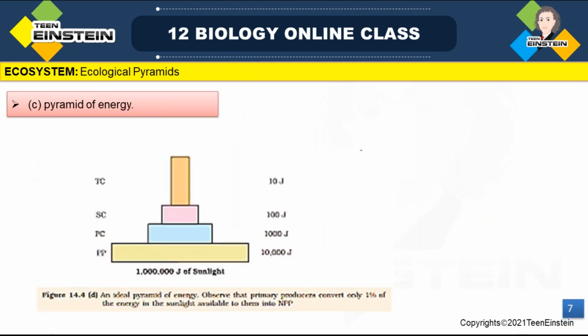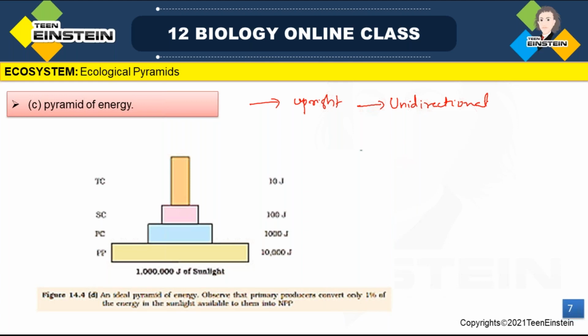Okay. So next is the pyramid of energy. See here, in the pyramid of energy, what you can see is that this pyramid of energy is always upright, because we have learned that when energy is moving from one level to another, the flow of energy is unidirectional.